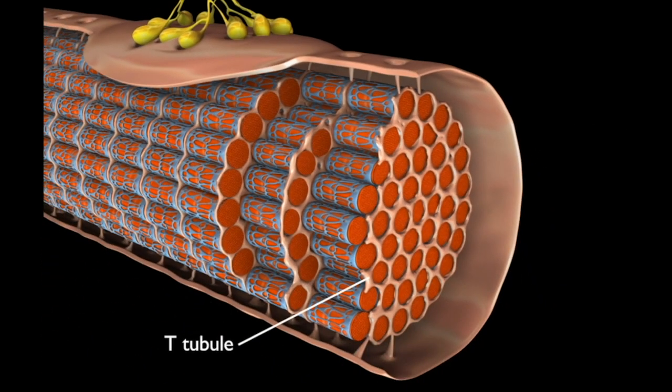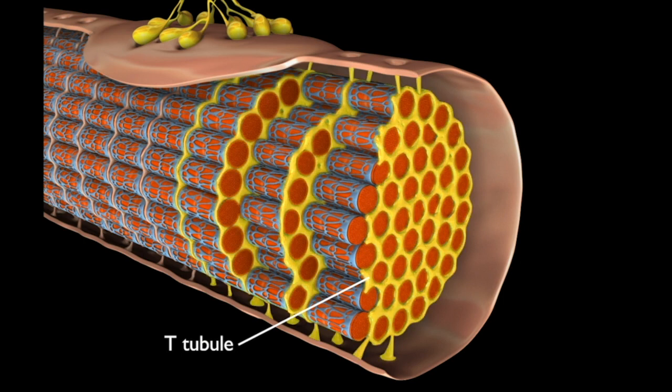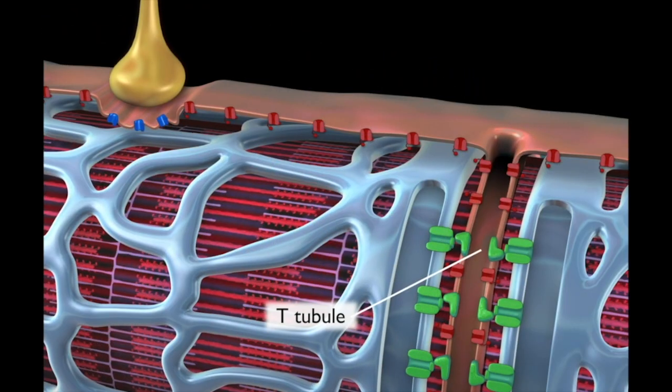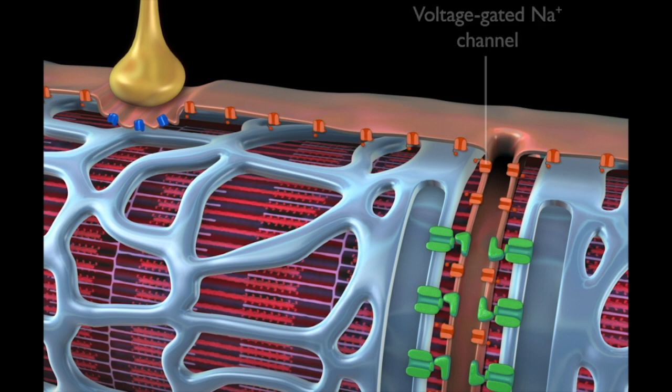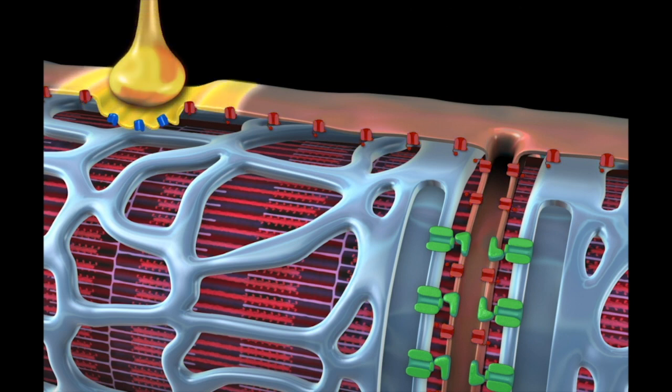The transverse tubules, or T-tubules, are regularly spaced tube-like infoldings of the sarcolemma. They branch within the muscle fiber to reach each myofibril. Since they are infoldings of the sarcolemma, the T-tubules also contain voltage-gated sodium channels. When these channels open, they help conduct the action potential from the muscle fiber surface down into the muscle fiber interior.